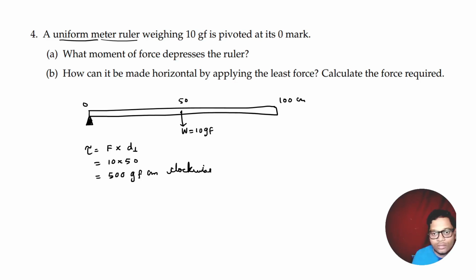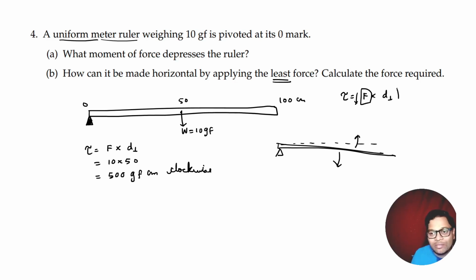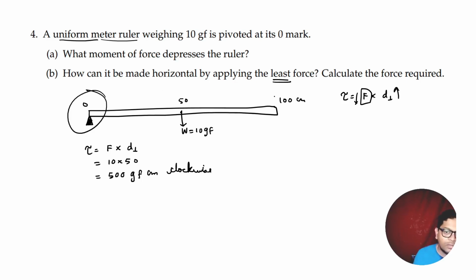How will you make it horizontal by applying the least force? If something is making the scale go down, you need to apply force upward so that you bring it back to the horizontal position. The next important part is it has to be least. Now you know that torque is equal to force into perpendicular distance. If you want the force to be the least, that means your distance has to be maximum. So from the fulcrum, you have to apply the force at the maximum distance. This is my fulcrum and this is the other end. So obviously I will apply force here to make it the least force.